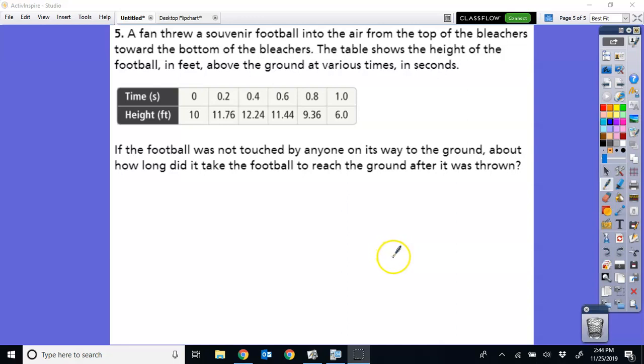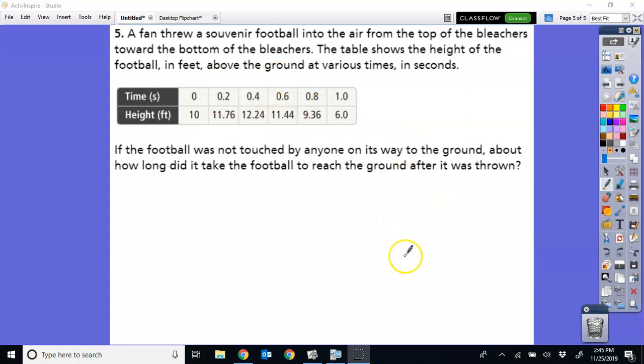All right, so here's another problem involving Desmos or the quadratic regression function on the graphing calculator to find the equation. It says a fan threw a souvenir football into the air from the top of the bleachers toward the bottom of the bleachers. The table shows the height of the football in feet above the ground at various times in seconds. And so you have your table here.